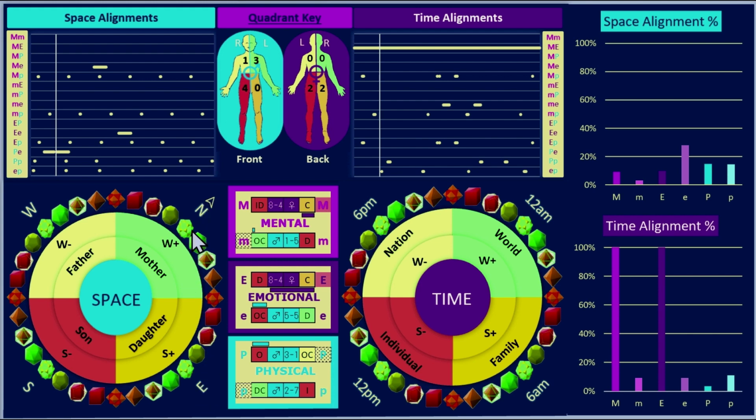Now, on the space clock, you can see that we've highlighted where the cardinal directions are on here. So you have north, south, east, west. Let's talk about this for a quick second. So what do the cardinal directions signify? This is what they signify. They signify a yellow and a green perspective coming together.